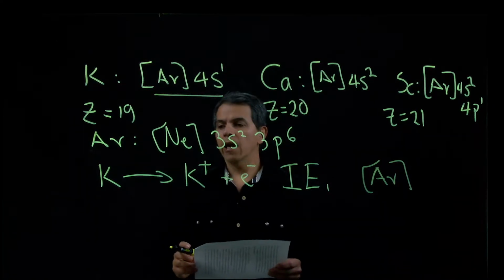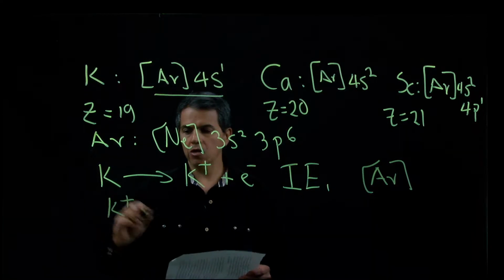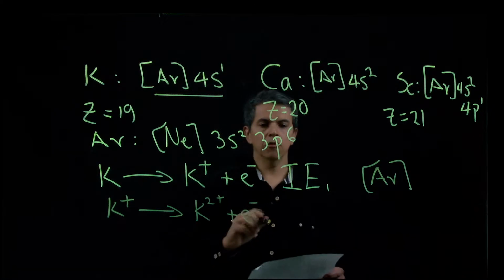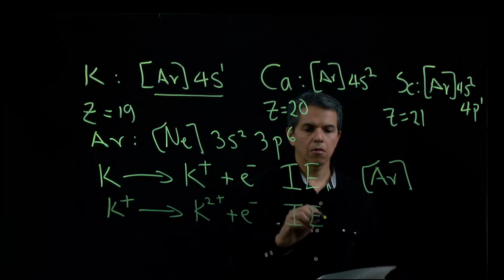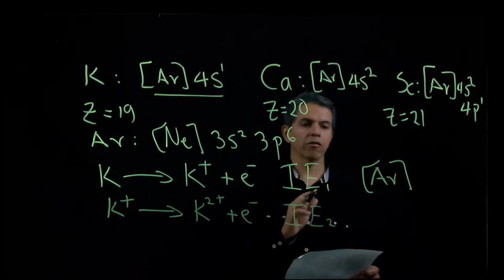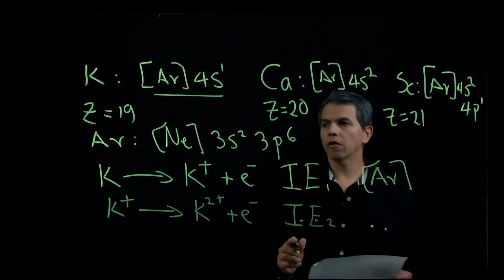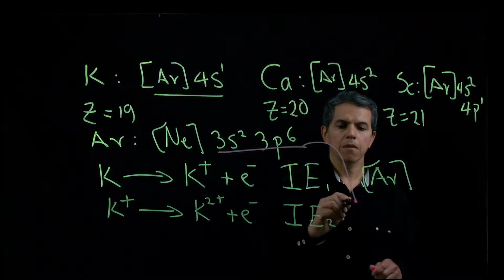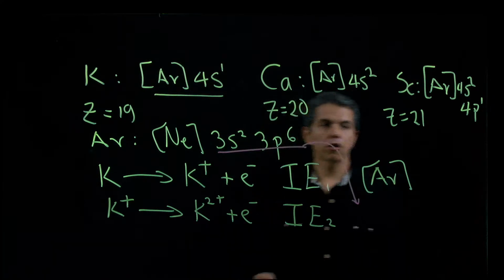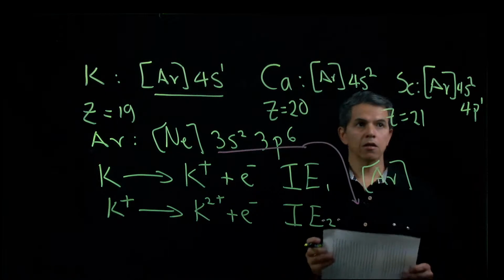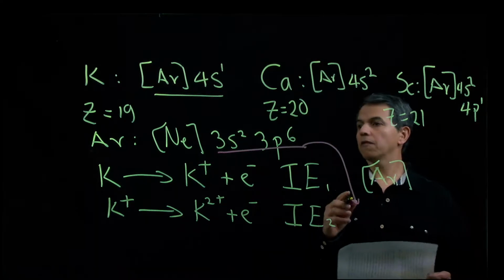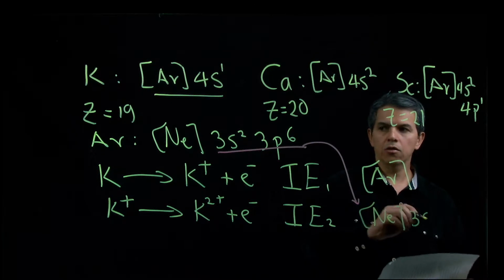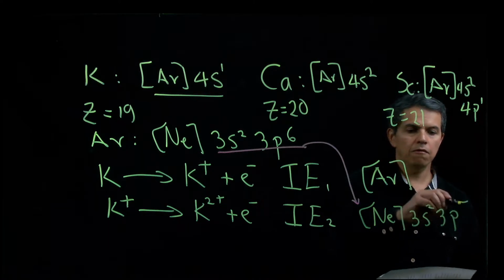For the second ionization energy, we're going to have a transition that goes from potassium plus to potassium 2 plus, releasing 1 electron. Because now we have to remove 1 electron from the electronic configuration of argon, the resulting configuration will be that of neon, 3s2, 3p5.